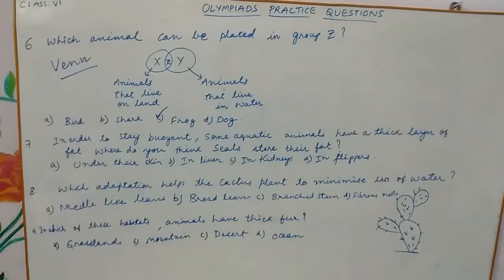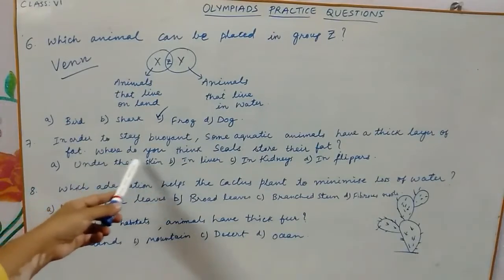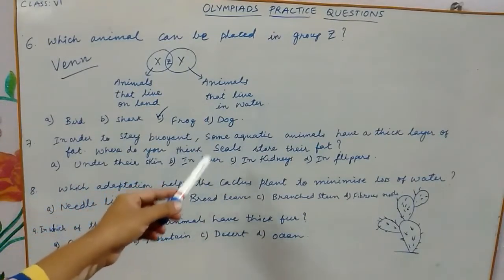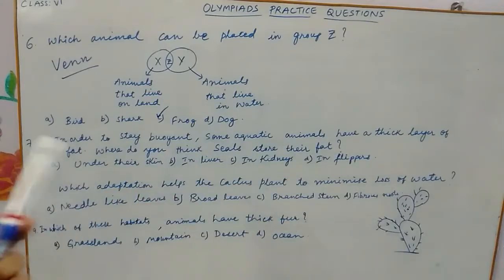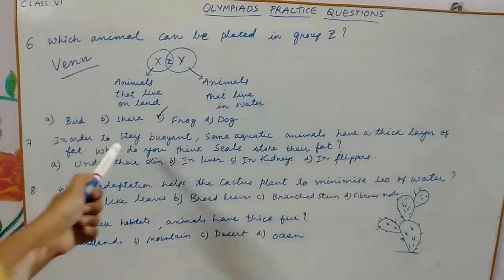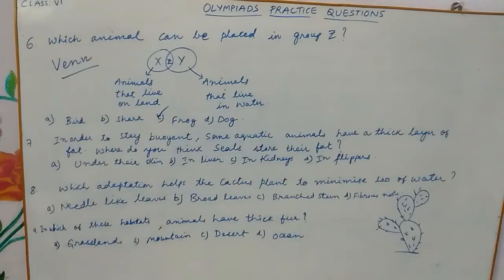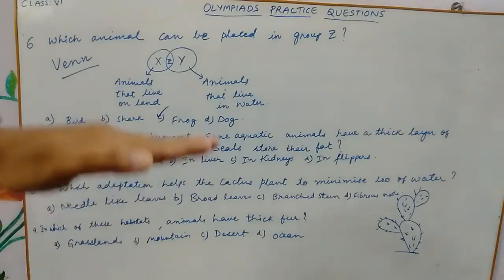So you can see here the options are under their skin, in liver, in kidneys, in flippers. So where do they store their fat in order to stay buoyant? The right option is under their skin, children. Okay, they form a layer under the skin so that they remain floated.